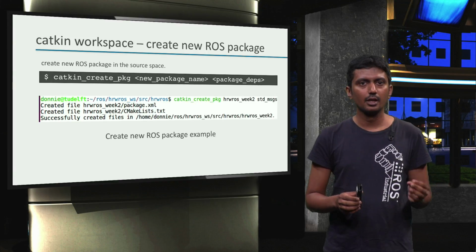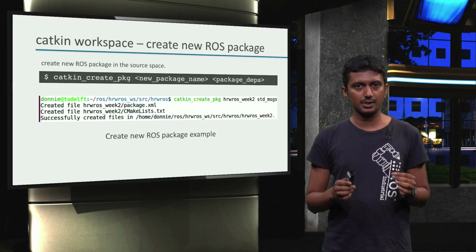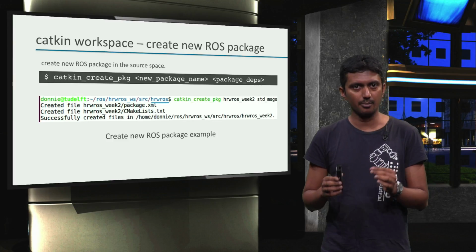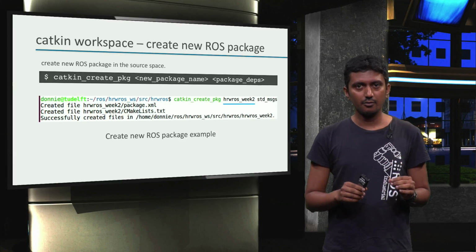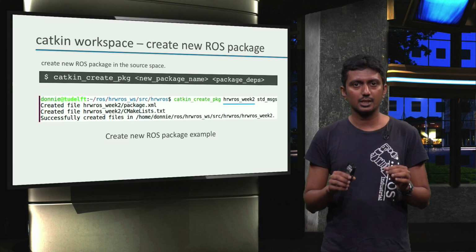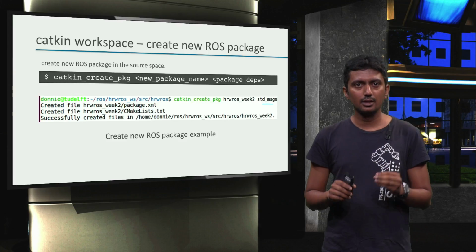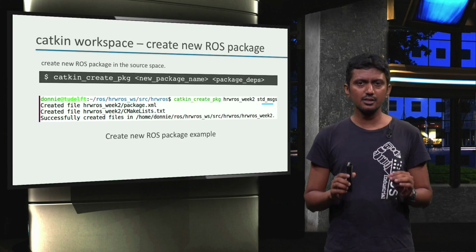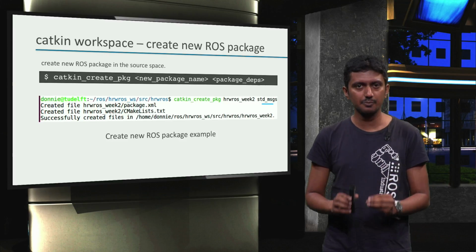For example, here we see the output after creating a new ROS package. First and foremost, we can see that the catkin_create_pkg command is executed inside the folder HRW-ROS in the source space. Then we call our new ROS package HRW-ROS_week2. And then we state that the new package depends on the std_msgs package.